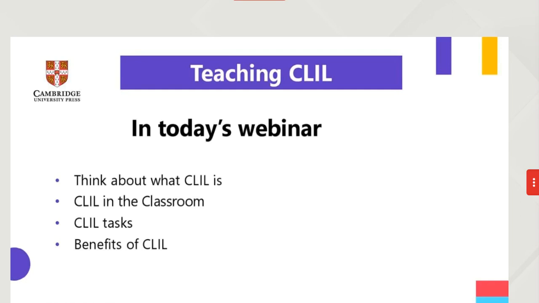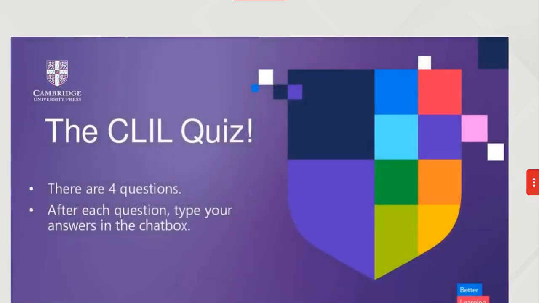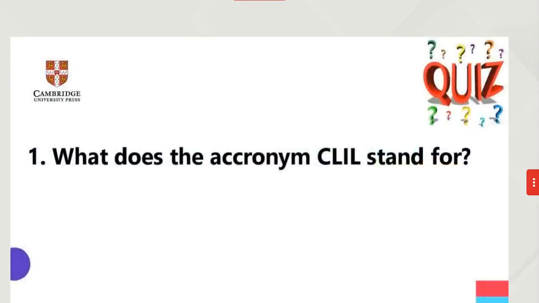So to begin with, I thought we could start with the CLIL quiz. In this CLIL quiz, we have 4 questions. After each question, all I'd like you to do is to type your answers in the chat box. And I see some of you are already answering the very first question. The first question is, what does the acronym CLIL stand for?